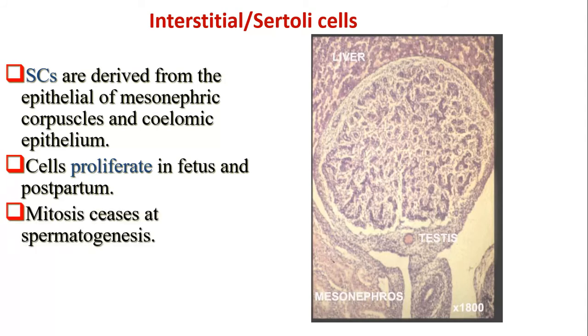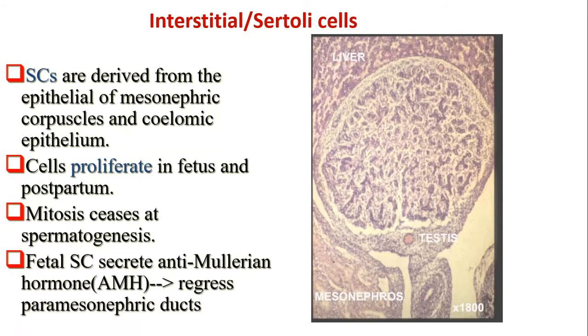Here we see the interstitial Leydig cells. They are derived from the epithelium of the mesonephric capsule and coelomic epithelium. The cells proliferate in the fetus, and mitosis ceases at the start of spermatogenesis. These fetal Sertoli cells secrete the anti-Mullerian hormone that will cause the regression of the paramesonephric duct. So we have come to know that AMH is produced by the sustentacular Sertoli cells in fetal life.